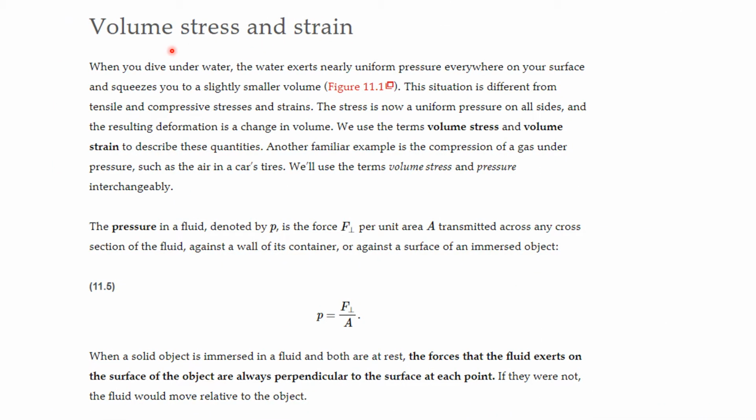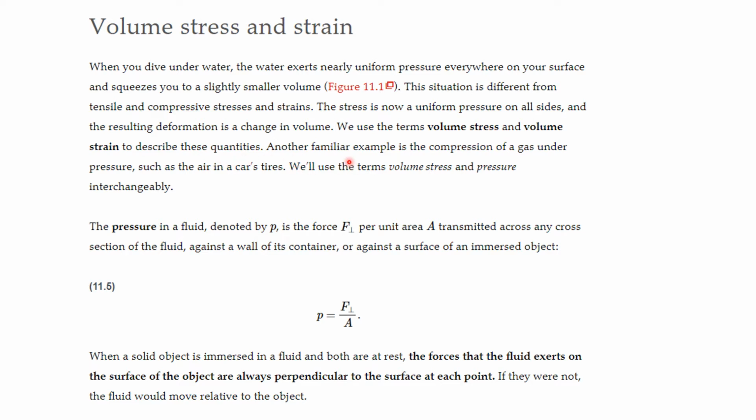We're going to talk about volume, stress, and strain first. When you dive underwater, the water exerts nearly uniform pressure everywhere on the surface of you and squeezes you into a slightly smaller volume. This situation is different from other kinds of stresses and strains that can be talked about. The stress is now a uniform pressure on all sides of you, and the resulting deformation is a change in your volume. We use the terms volume stress and volume strain to describe these quantities.